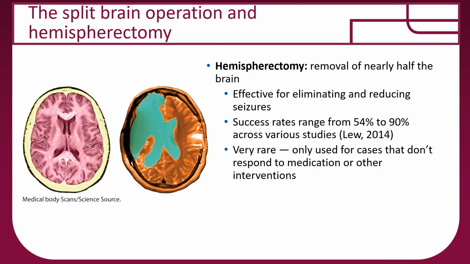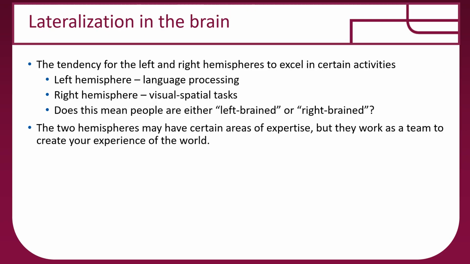So a hemispherectomy is the removal of nearly half the brain. You can see that here. We're missing almost half of the brain. This can be effective for eliminating and reducing seizures. Not a first choice. There are lots of medications that people try first, and this is when you've got very severe seizures that just won't go away with any other kind of treatment. So again, only used for cases where other interventions don't work.